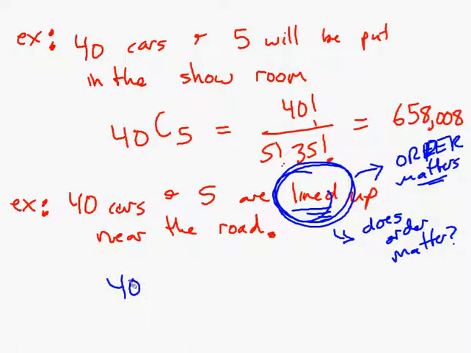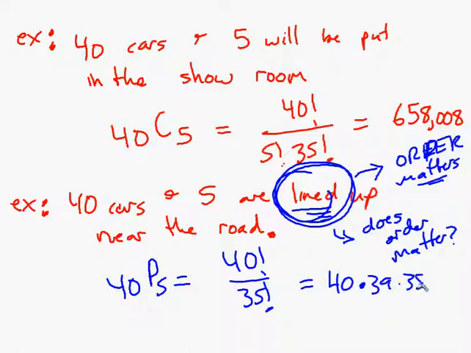So we're going to argue that order does matter. This would be 40 permute 5, which is 40 factorial over 35 factorial. Notice that we're not dividing out any repeats. So that's 40 times 39 times 38 times 37 times 36. I'll let you read that one. 78,960,960. Okay.